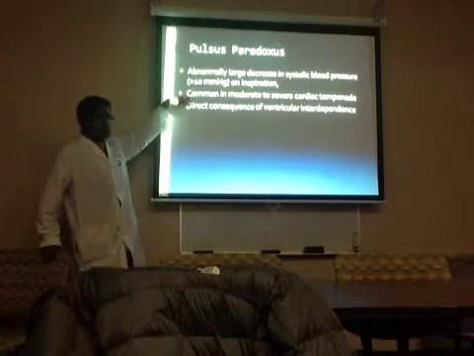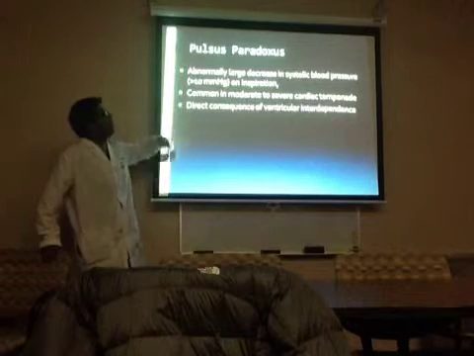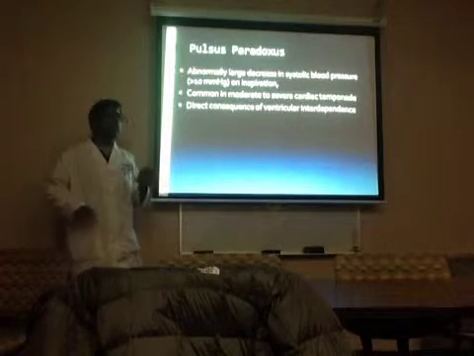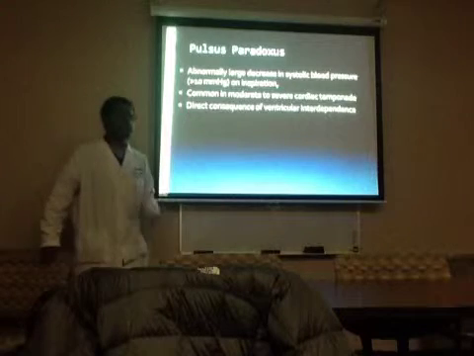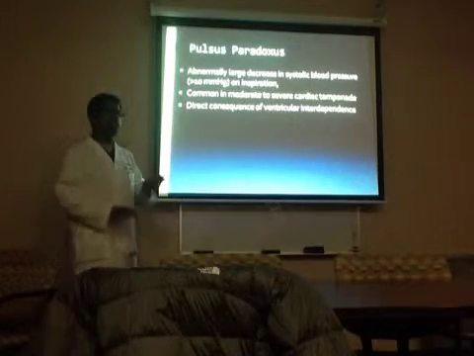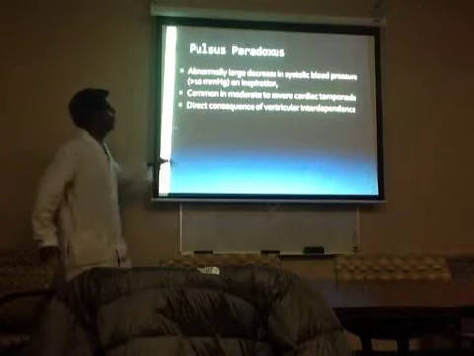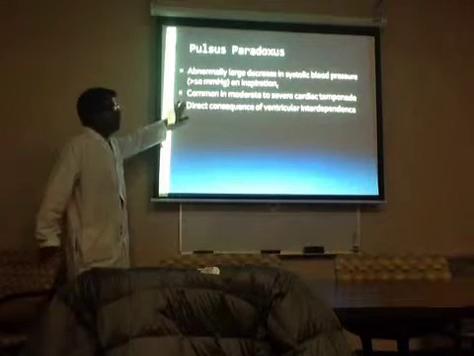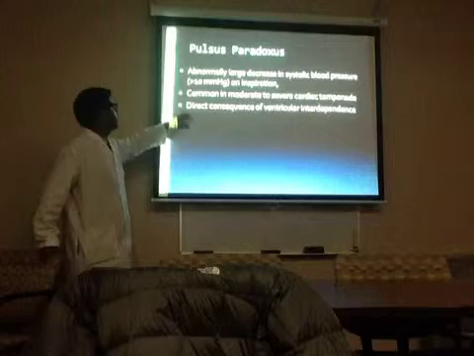In pulsus paradoxus, there is an abnormally large decrease in systolic blood pressure. In the sense, during inspiration, there is more than 10 millimeters of mercury drop. So it's not reversing; it's just exaggeration of the normal phenomenon. It's common. It's very common. Actually, more common than what we think.